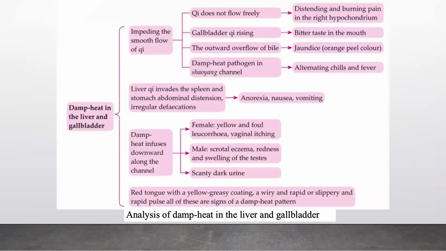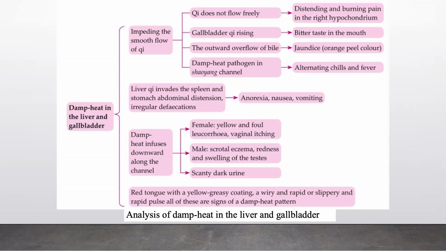Here we have the analysis of damp heat in the liver and gallbladder. If the smooth flow of qi is impeded, qi does not flow freely, resulting in distending and burning pain in the right hypochondrium. Impeding the smooth flow of qi can also bring about gallbladder qi rising, leading to a bitter taste in the mouth. Impeding the smooth flow of qi will result in the outward overflow of bile, and this will lead to jaundice, which is an orange peel color.